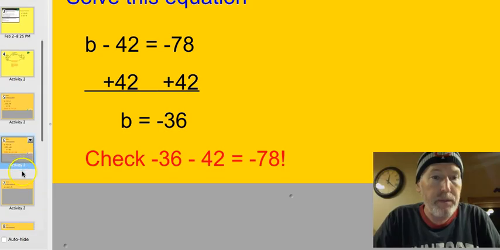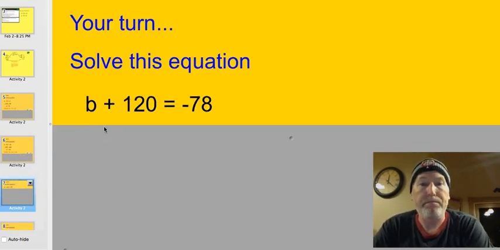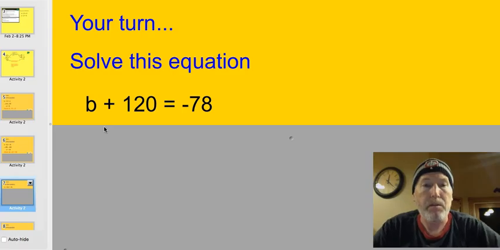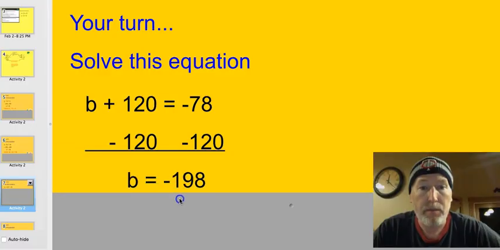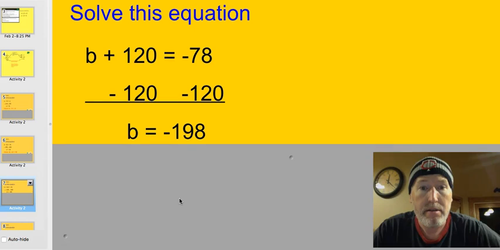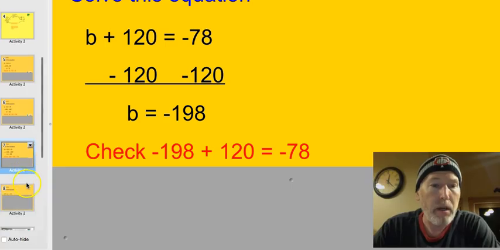All right, let's try a couple more here. See if you can solve this addition equation. Okay, let's see how you did. Did you subtract 120 from both sides? Did you end up with negative 198? Did you check your work? Negative 198 plus 120 is negative 78. Good. All right.